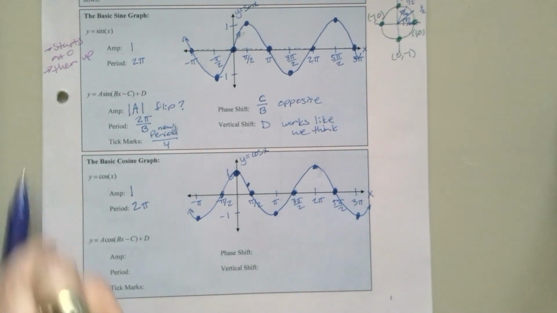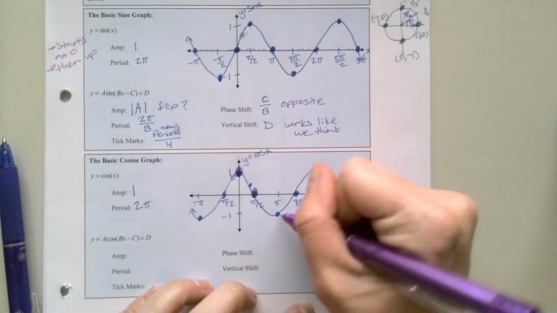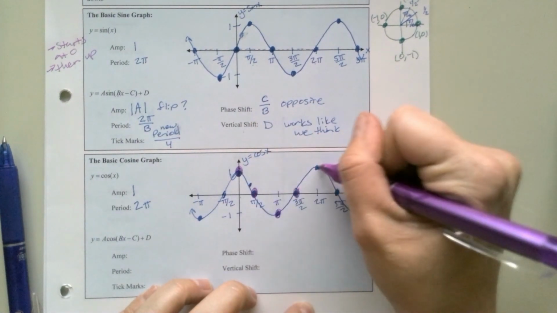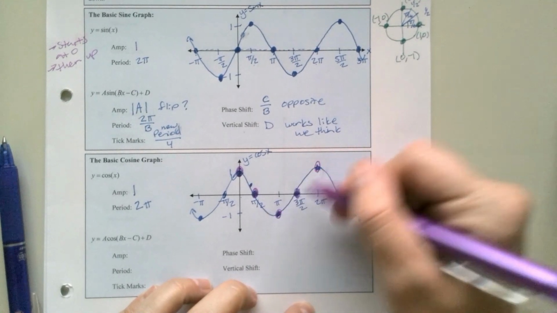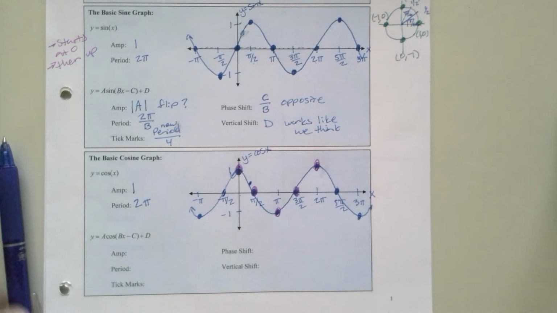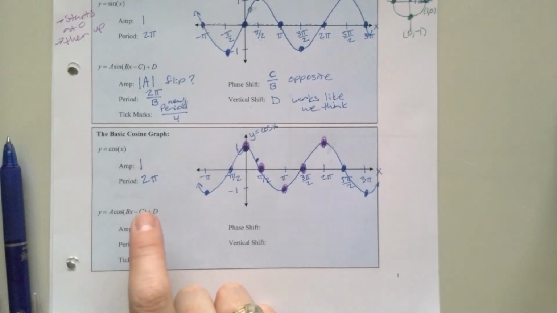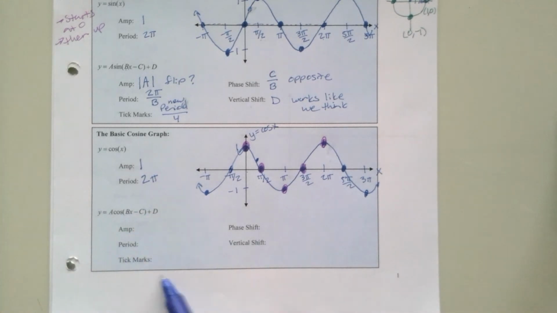I at least have to see 5 dots. So a starting dot and then 4 quarters. So 1, 2, 3, 4, 5. 5 dots will give me at minimum 1 period. But we do the same thing to cosine. We're going to do some graph transformations on that, so that it all works the same as sine.